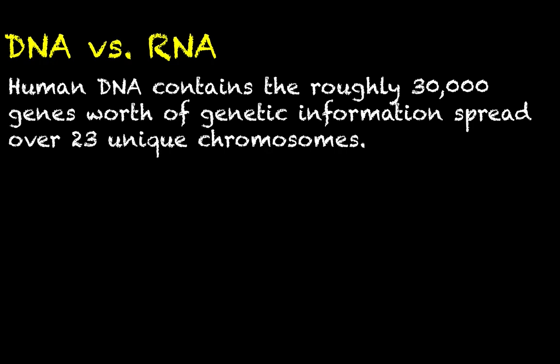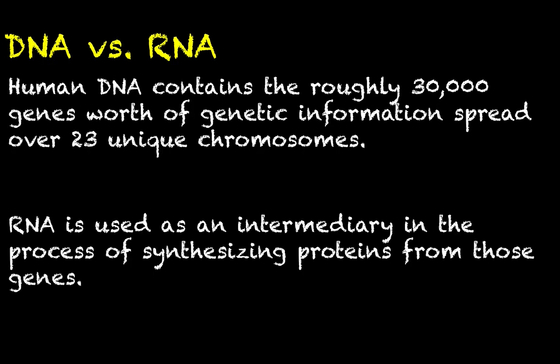They are both built in very much the same way by attaching nucleotides together, forming phosphodiester backbones by dehydration synthesis, but we'll outline some of the major differences between DNA and RNA here. Human DNA contains the roughly 30,000 different genes worth of genetic information on how to build all of our proteins, and this information is spread out over 23 unique chromosomes for which we have 2 copies of each, one from mom and one from dad.